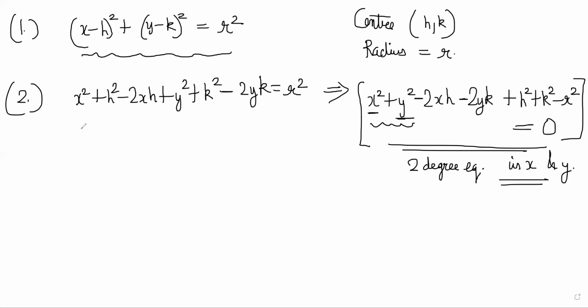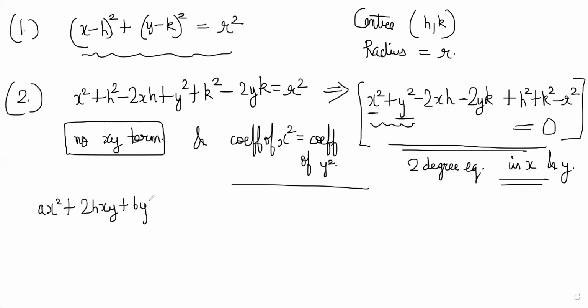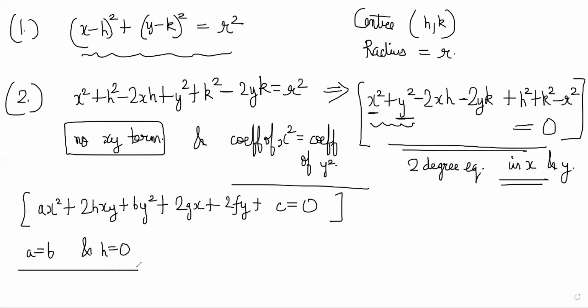Correct. The coefficients of x square and y square are the same, and there is no xy term. So that is actually the condition. So if you have a general equation like this, ax square plus 2hxy plus by square plus 2gx plus 2fy plus c is equal to 0, right? This is the most general possible 2-degree equation. Here, if I have a is equal to b and h is equal to 0, then it is a circle.